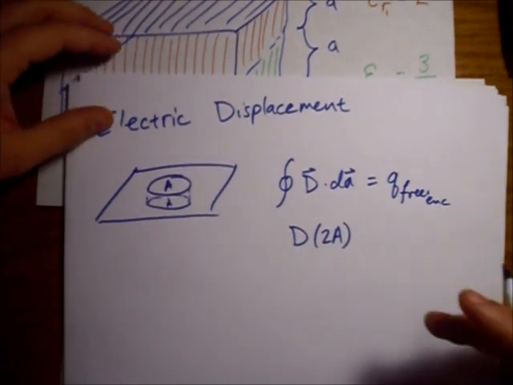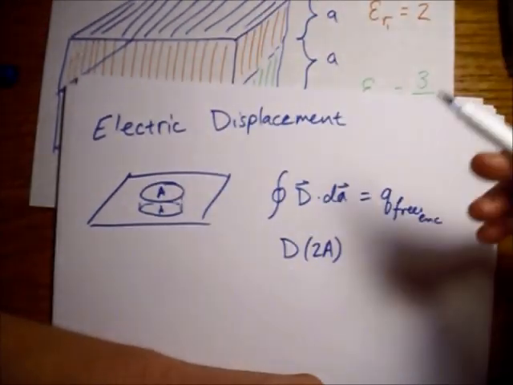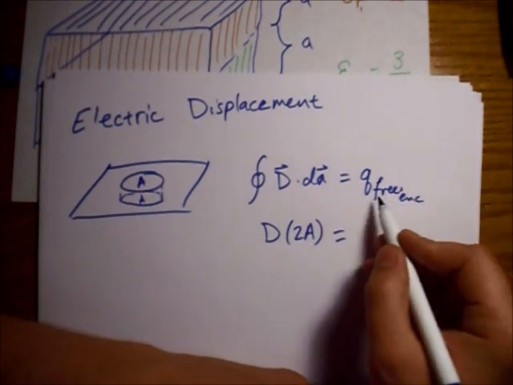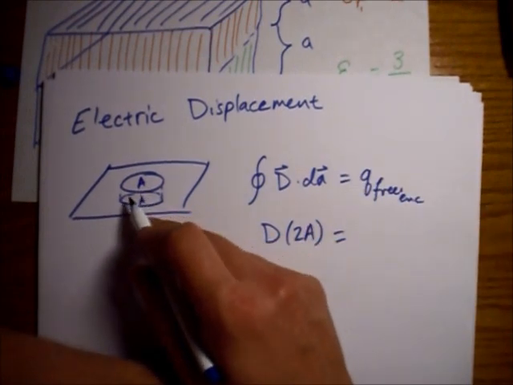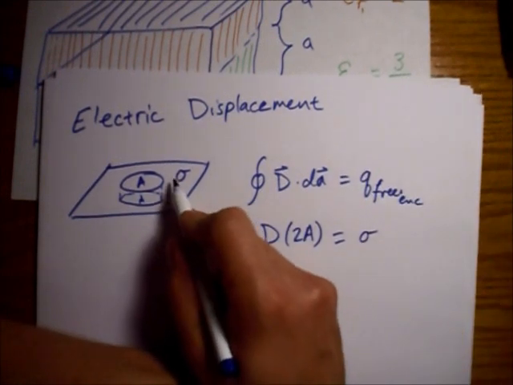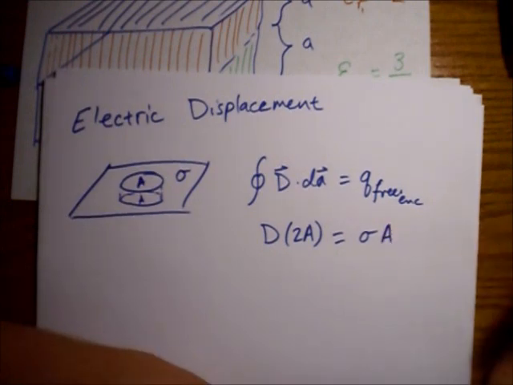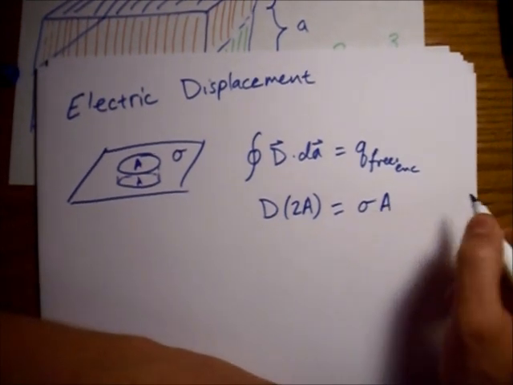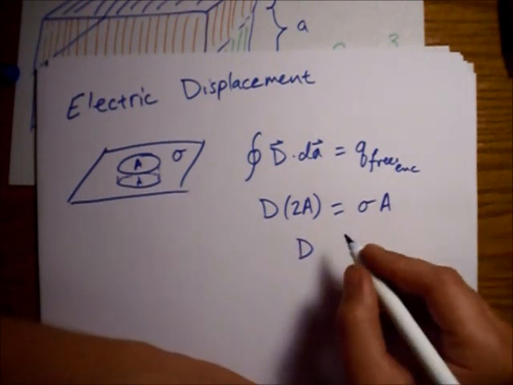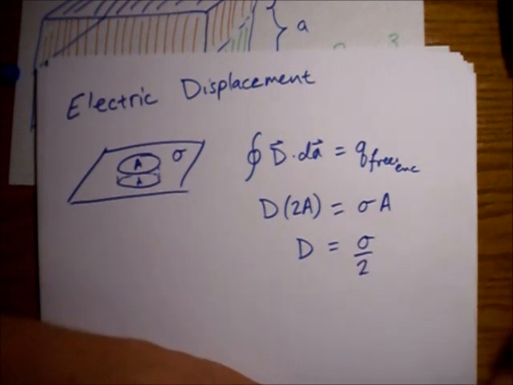This is all just very similar to what we normally do to find the electric field of an infinite sheet of charge. We're just kind of going over it again. The free charge here is just the surface charge density multiplied by the surface area enclosed in this Gaussian pillbox, which is just A. Therefore D is equal to sigma divided by 2.